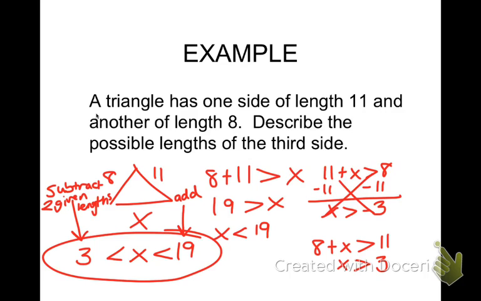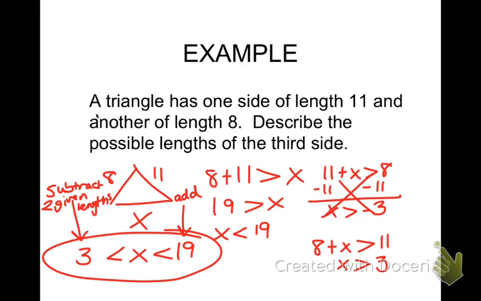You add your two given side lengths. That's the shortcut. So if you're asked to describe the possible lengths of the third side, you're going to write a compound inequality. You're going to put X in the middle. Your inequality signs will always face to the left. The lower bound comes from subtracting. The upper bound comes from adding.